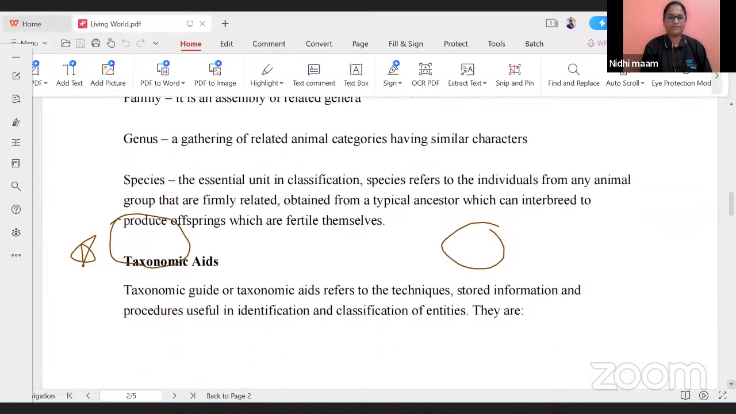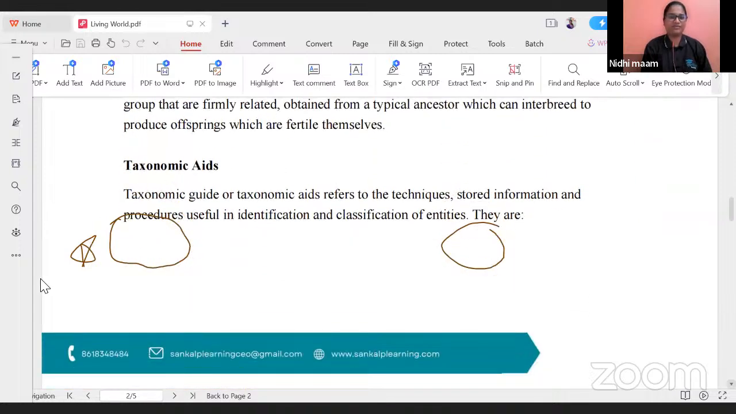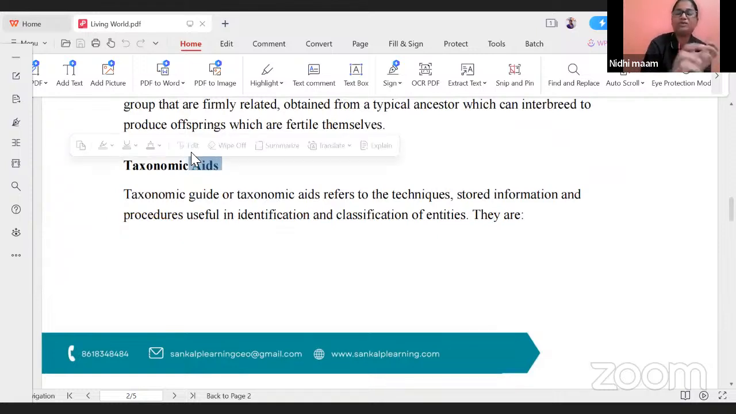Next, taxonomic aids. Which all things or which all tools we will use? Aids are the useful things. So which all tools we will use for the taxonomy? Those are called taxonomic aids. Taxonomic guide or taxonomic aids refers to the techniques, stored information, tools which we use in the taxonomy.